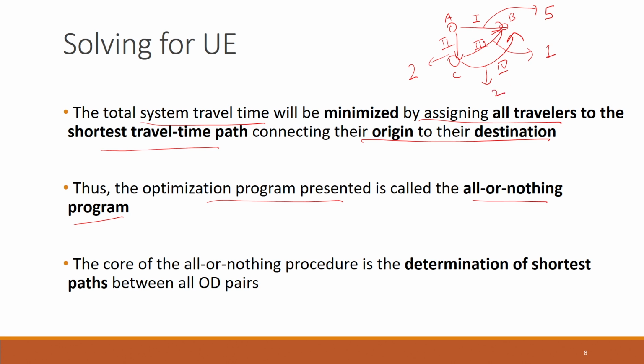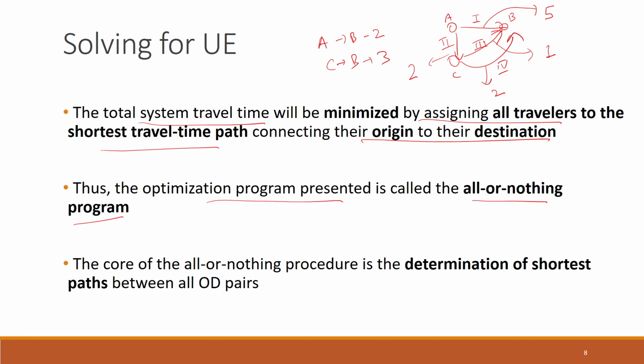Okay. Now suppose there are 2 origin destination pairs. One is from A to B, where 2 units of flow are taking place, and the other is from C to B, where 3 units of flow are taking place. Okay. Now suppose we have to do the assignment of this flow using all or nothing program.